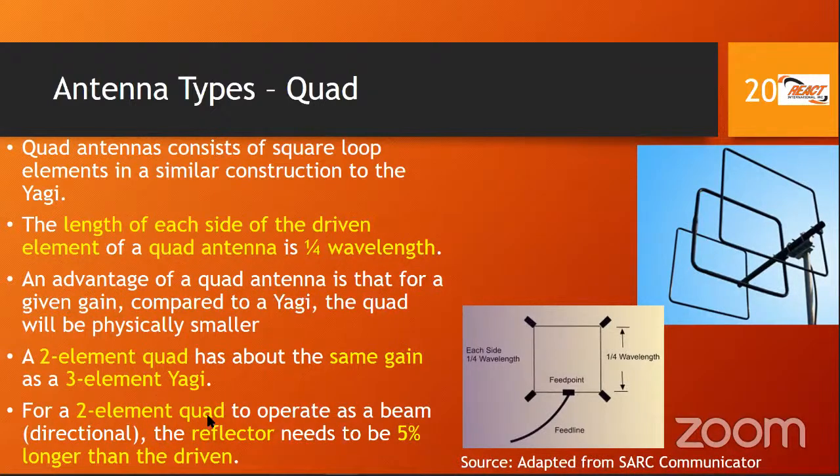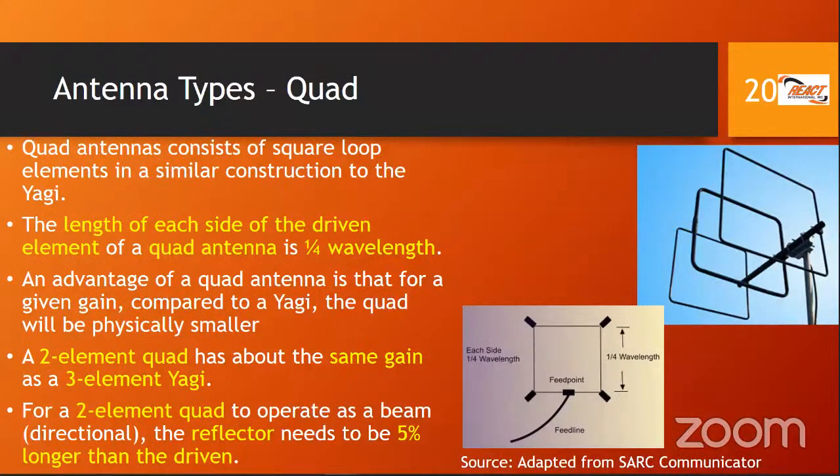For a 2-element quad to operate as a beam, meaning that you want it to be directional. Now, this is a 2-element quad we're talking about, so it only has the radiating element or the driven element and one other parasitic. That will be the reflector, and you need to make sure that it is 5% longer.